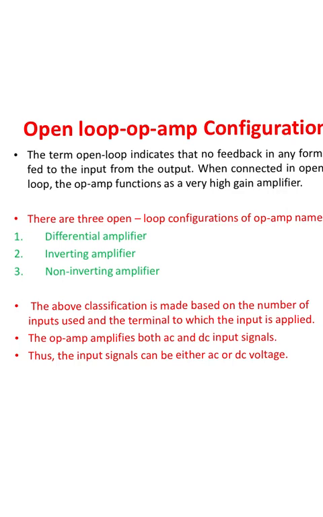The above classification is made based on the number of inputs used and the terminal to which the input is applied. The OPAMP amplifies both AC and DC input signals. Thus, the input signal can be either AC or DC voltage.